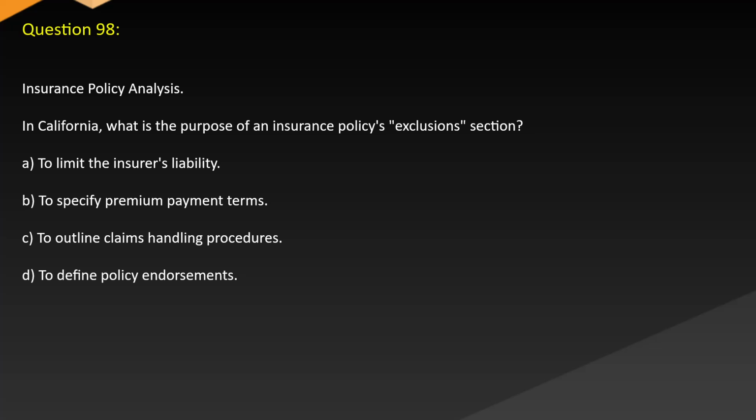Insurance policy analysis. In California, what is the purpose of an insurance policy's exclusions section? A. To limit the insurer's liability. B. To specify premium payment terms. C. To outline claims handling procedures. D. To define policy endorsements.